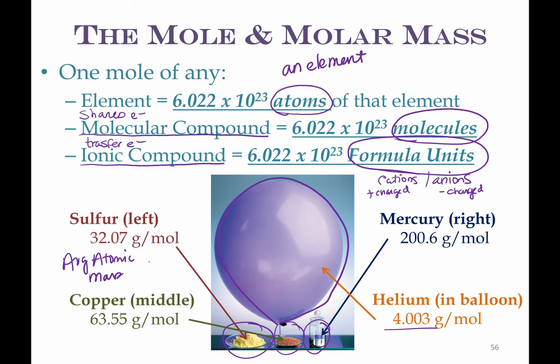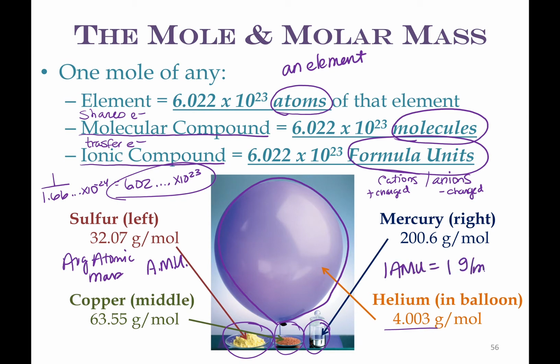Now, if you remember, that was an AMU. And if you remember back, I had you take 1 divided by 1.66 times 10 to the negative 24th in your calculator, and you got 6.02 something times 10 to the 23rd, because they are related. And since they are related, we can use this interchangeably. We can say 1 AMU is equivalent to 1 gram per mole.